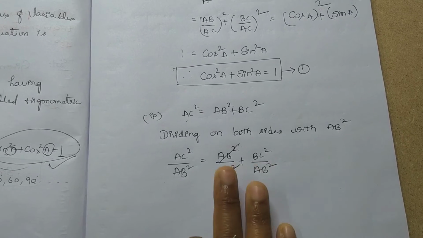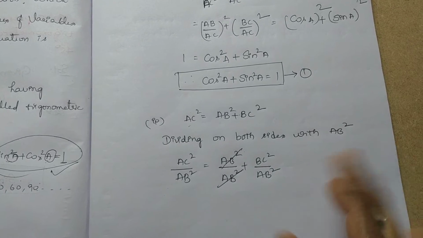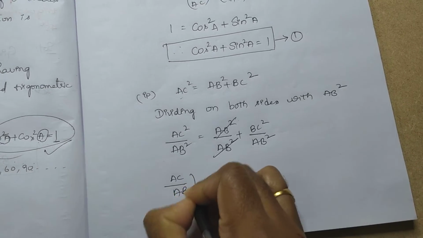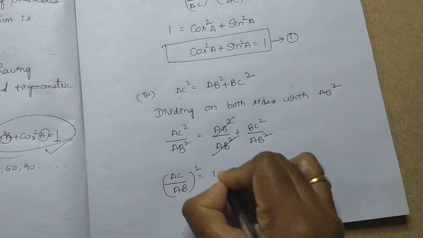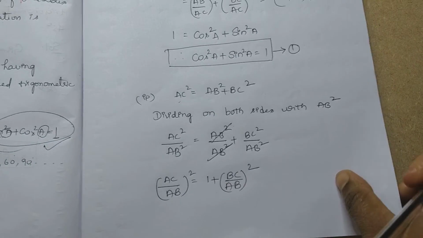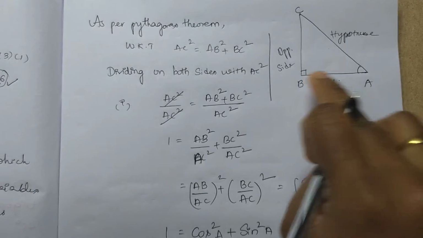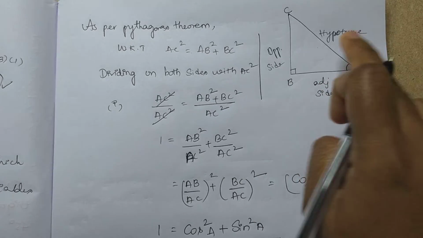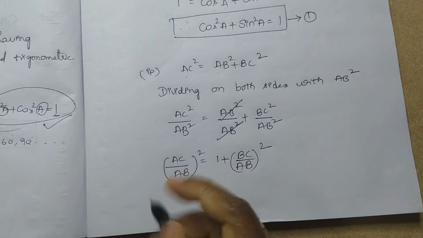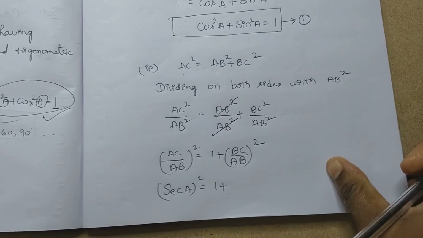It remains the same. When you are dividing, divide it for the number of the terms. Here AC square by AB square can be written as AC by AB whole square equals 1 plus BC by AB whole square. So what is AC by AB? Let's see in the figure. AC by AB, hypotenuse by adjacent side, is secant A. We can write it as secant A whole square equals 1 plus BC by AB.